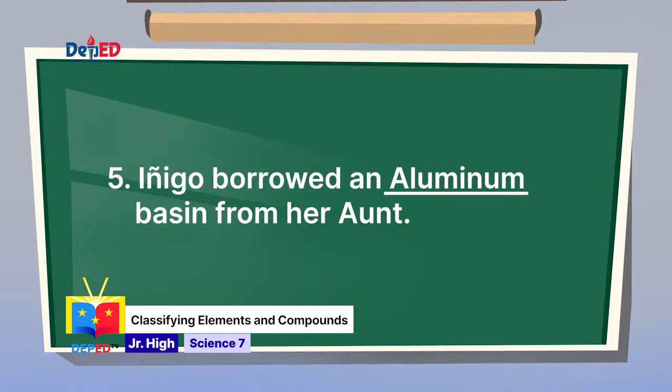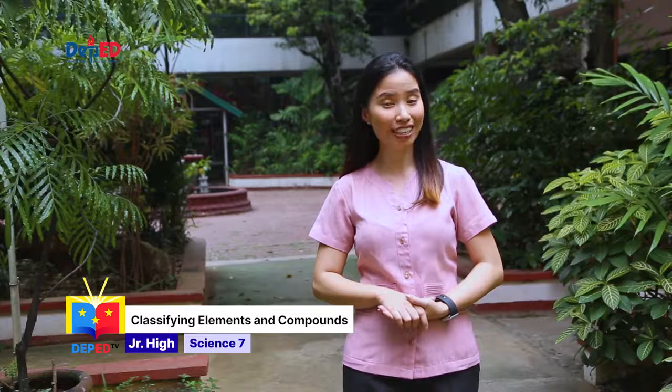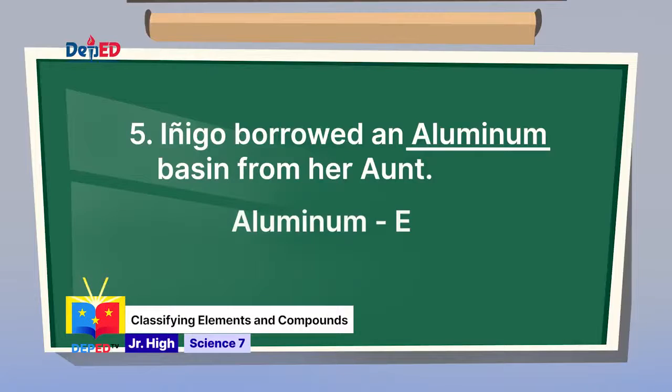Number 5. Inigo borrowed an aluminum basin from her aunt. The underlined word is aluminum, which is an element. Letter E is the answer.